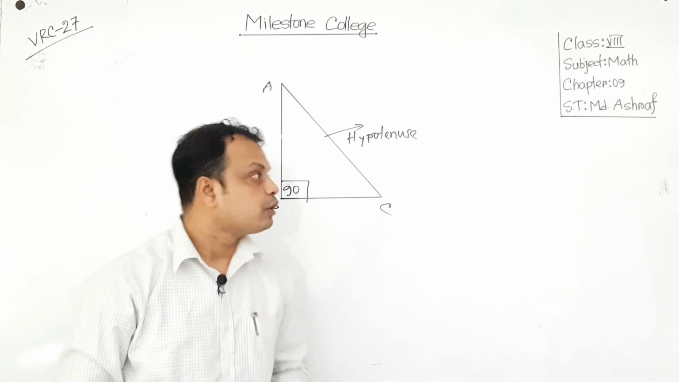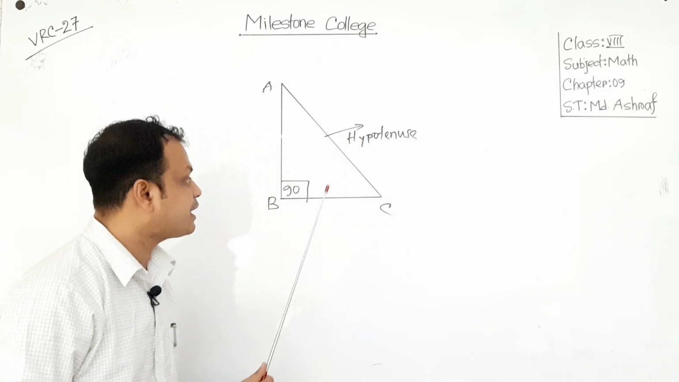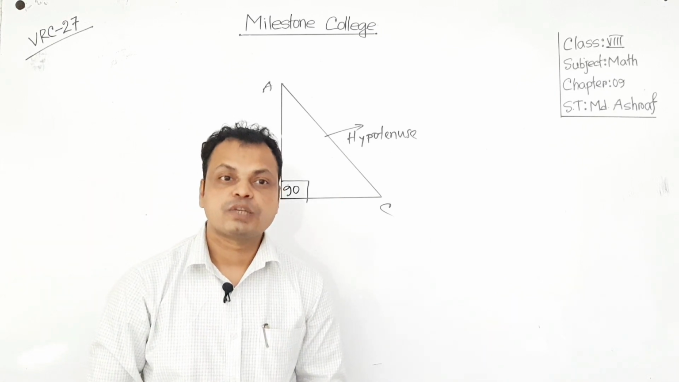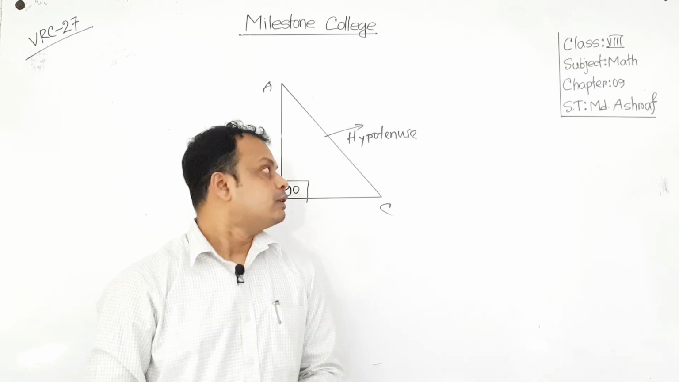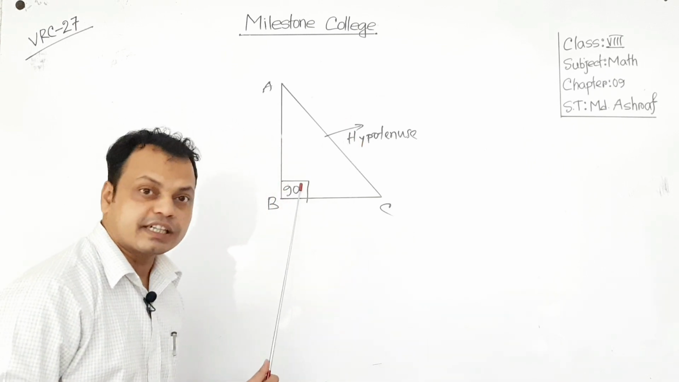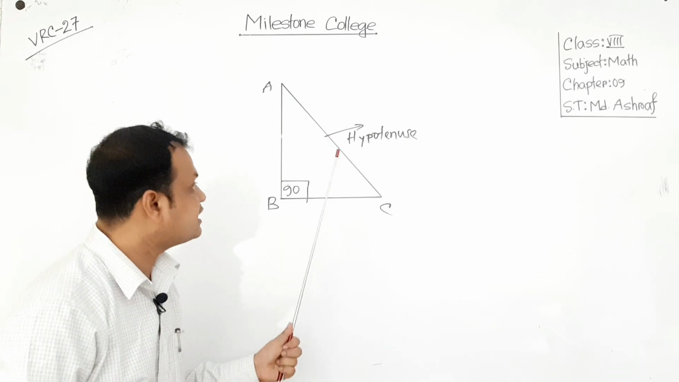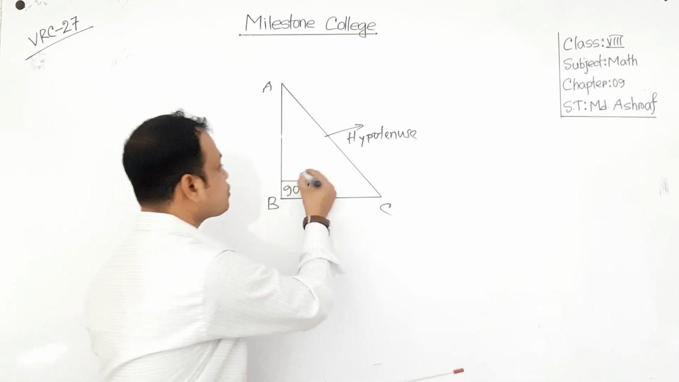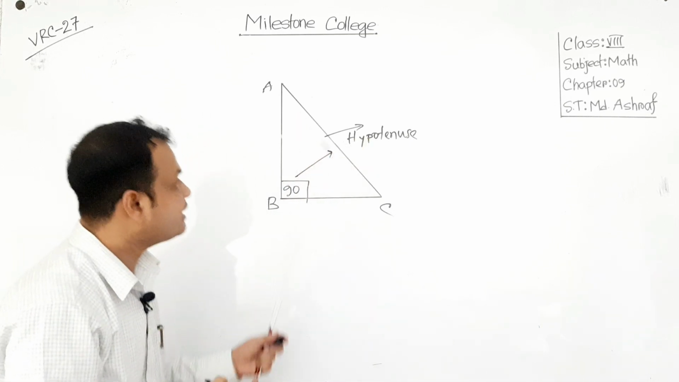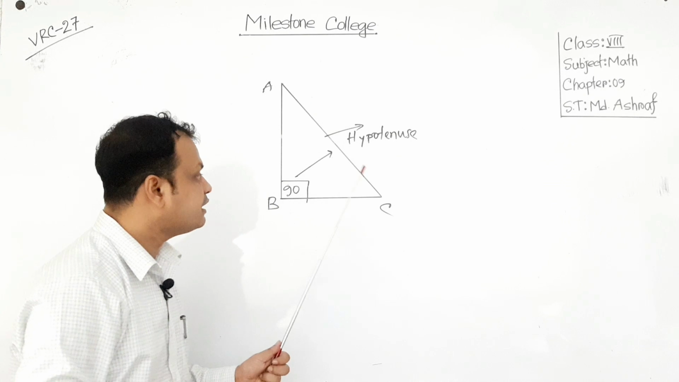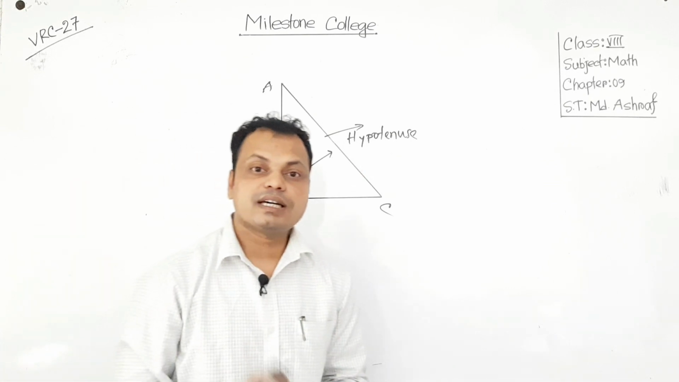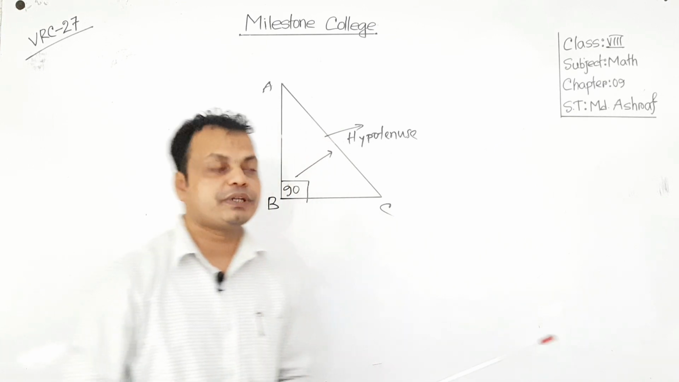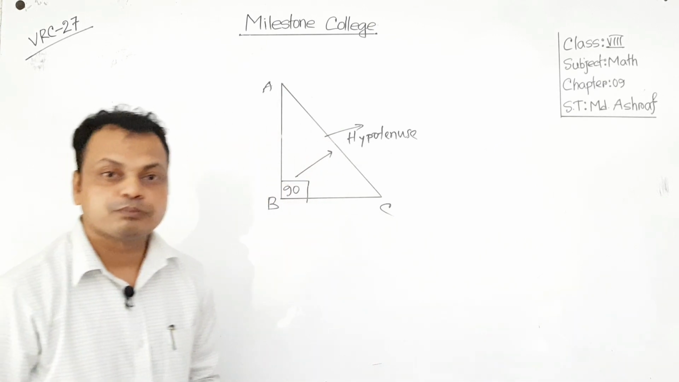Another question: why will this side be called the hypotenuse? What will be the answer? Who can tell? That's very good. The side AC is opposite to the right angle, this angle. This angle's opposite side is AC. That's why AC is the hypotenuse. I repeat, the side which is opposite to the right angle is called the hypotenuse. So according to the figure, AC is the hypotenuse.